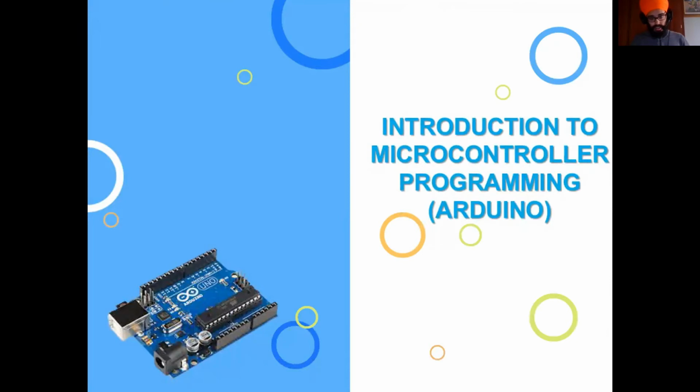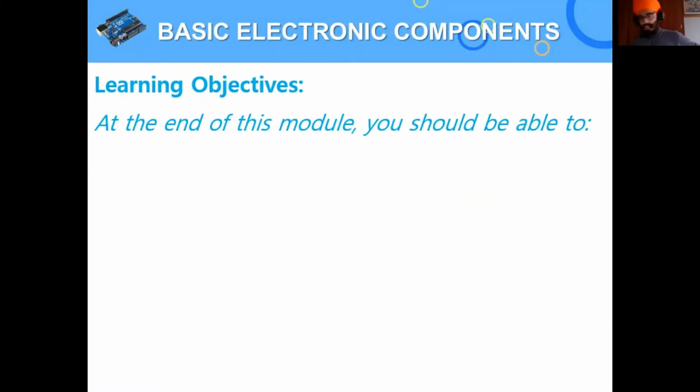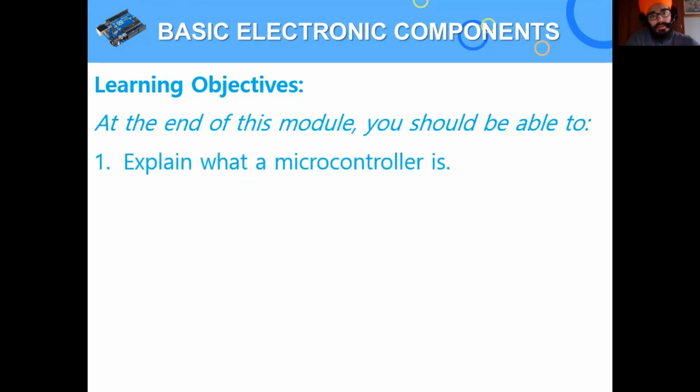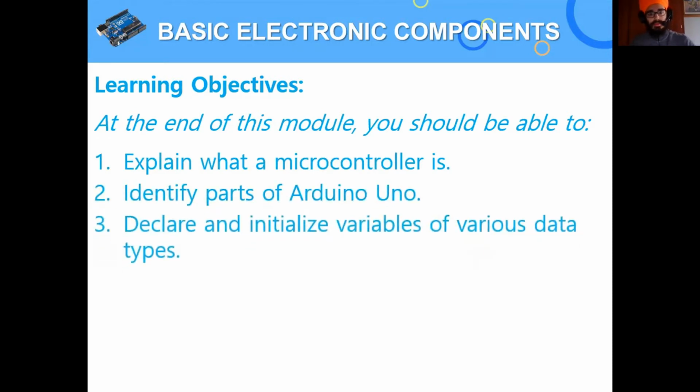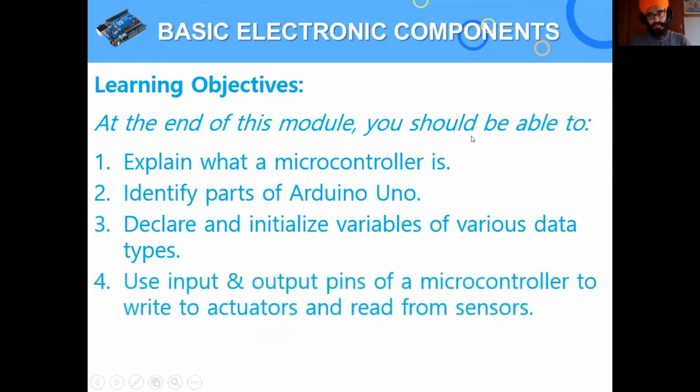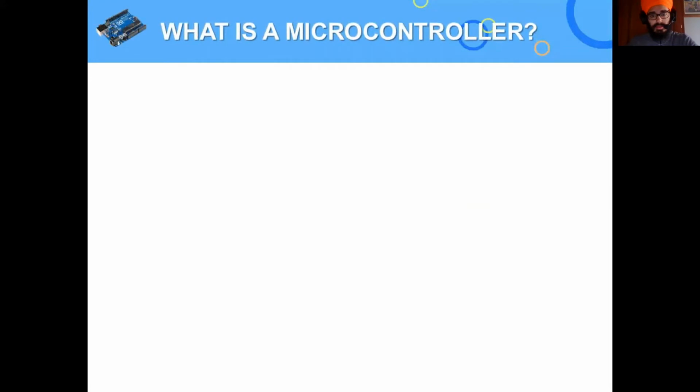So I'm going to introduce you to Arduino. First of all, at the end of this module, you should be able to explain what a microcontroller is, and also identify parts of Arduino, declare and initialize variables of various data types, and at the same time, you should also be able to use input and output pins of a microcontroller to write to actuators and read from sensors.